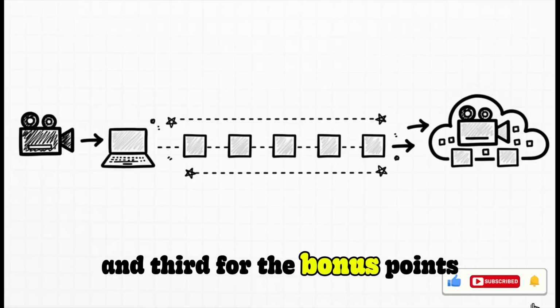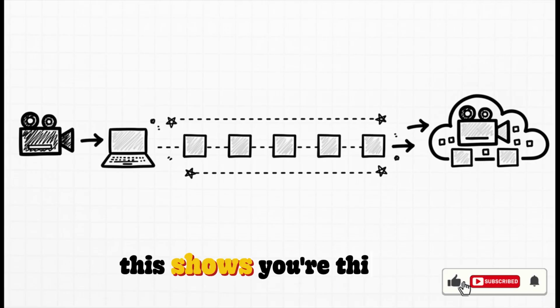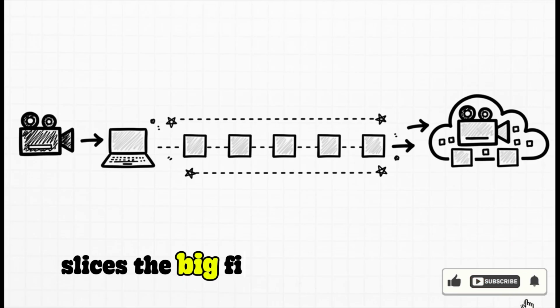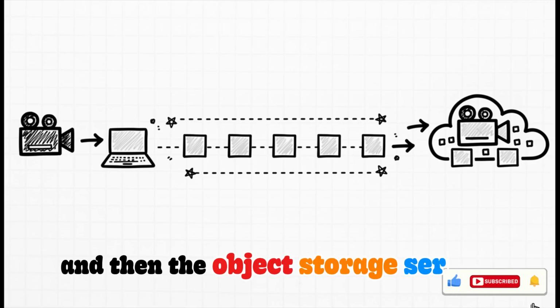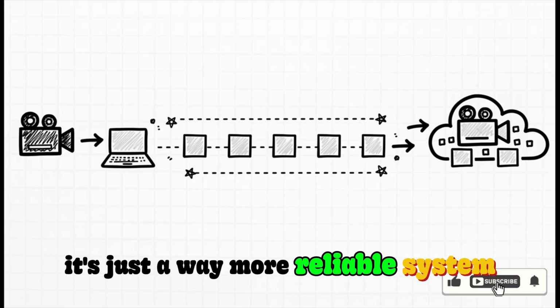And third, for the bonus points, for the really huge files, you bring up multi-part uploads. This shows you're thinking about real-world problems like flaky internet connections. The client, your web browser or mobile app, slices the big file into smaller chunks, uploads them all independently, and then the object storage service puts it all back together. It's just a way more reliable system.